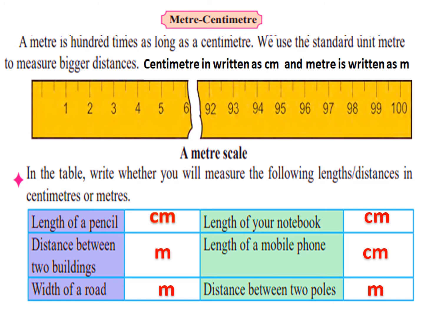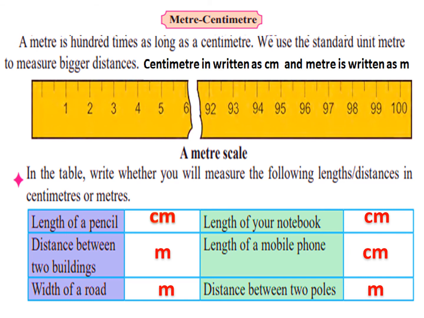Meter, centimeter. A meter is 100 times as long as a centimeter. We use the standard unit meter to measure bigger distances. Centimeter is written as cm and meter is written as m. A meter scale.